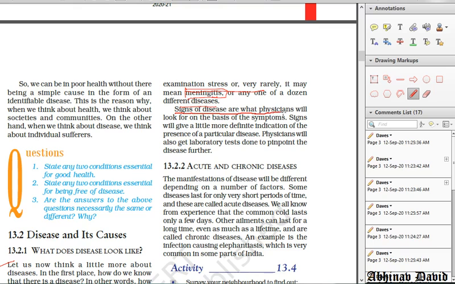Signs are what physicians, meaning doctors, look for when you go to a doctor and tell them about your symptoms. Signs give a more definite indication of the presence of a particular disease. Physicians will order a laboratory test if they are not sure what disease is in your body. They will tell you to get different types of tests: blood test, urine test, stool test. These are the three main tests.